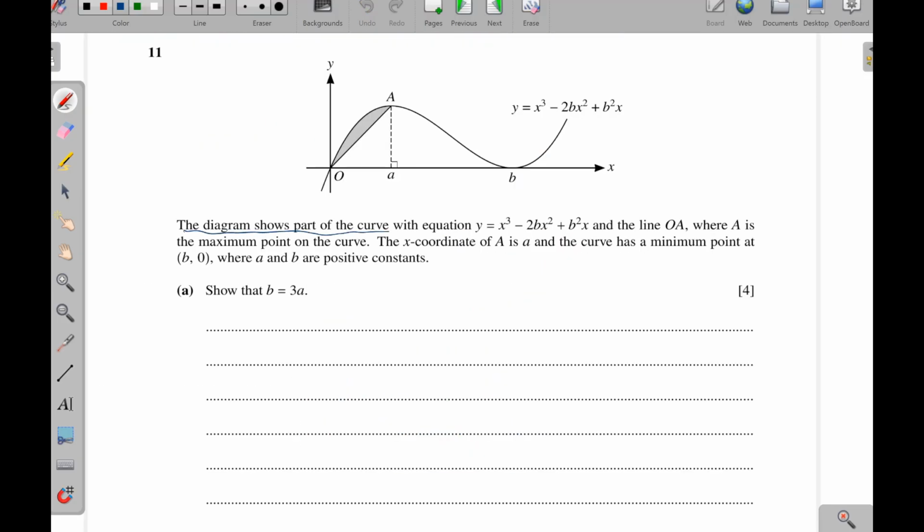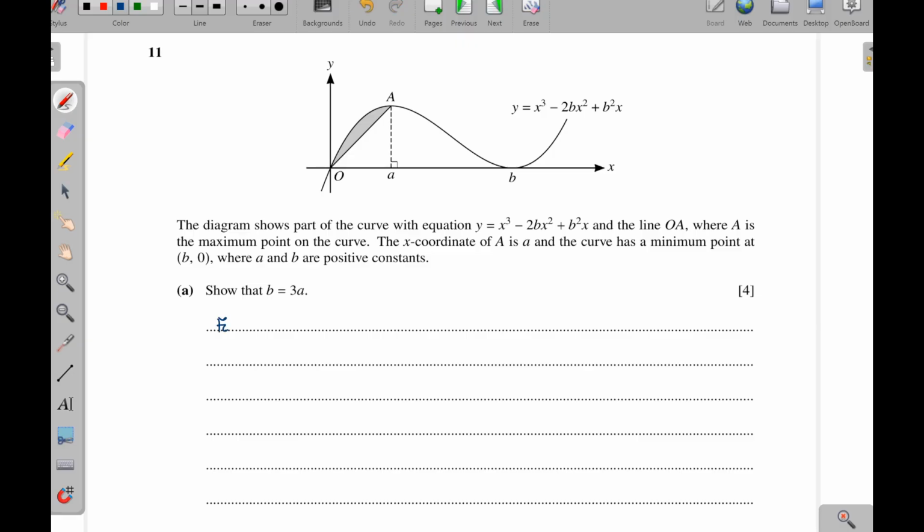Question 11. The diagram shows part of the curve with this equation here and the line OA, where A is the maximum point on the curve. The x-coordinate of A is small a, and the curve has a minimum point at B, 0, where a and b are positive constants. Now part a: show that b is equal to 3a.